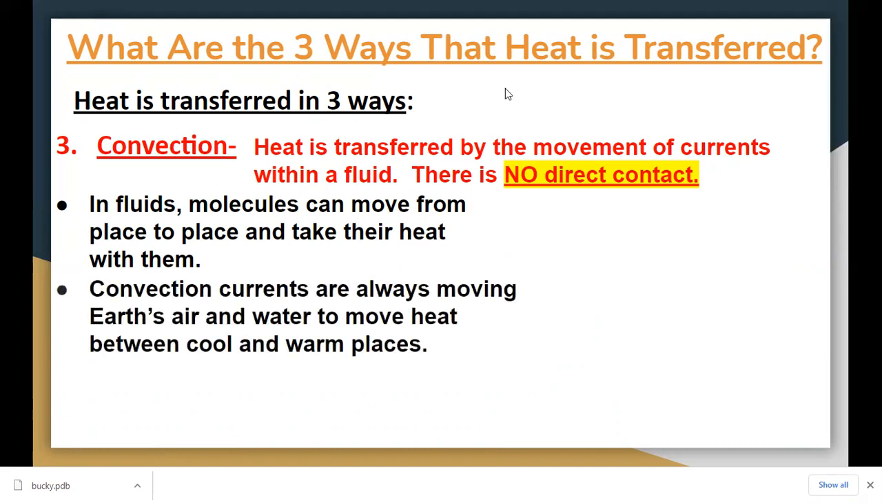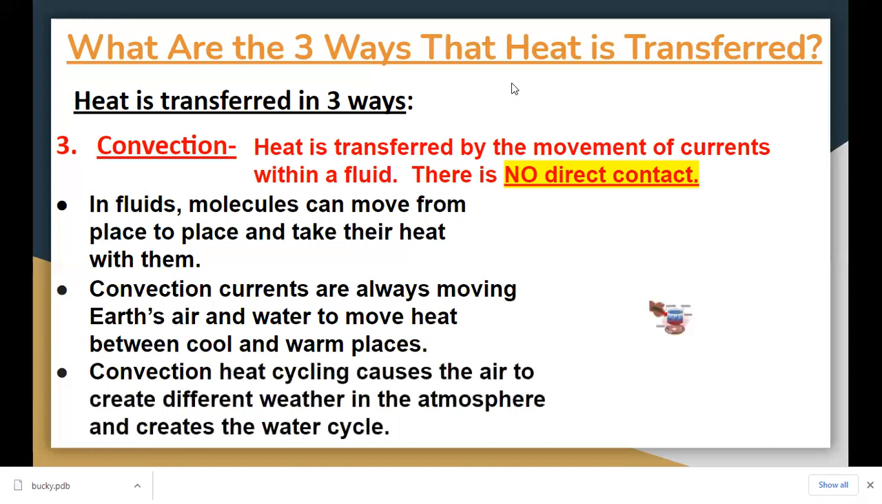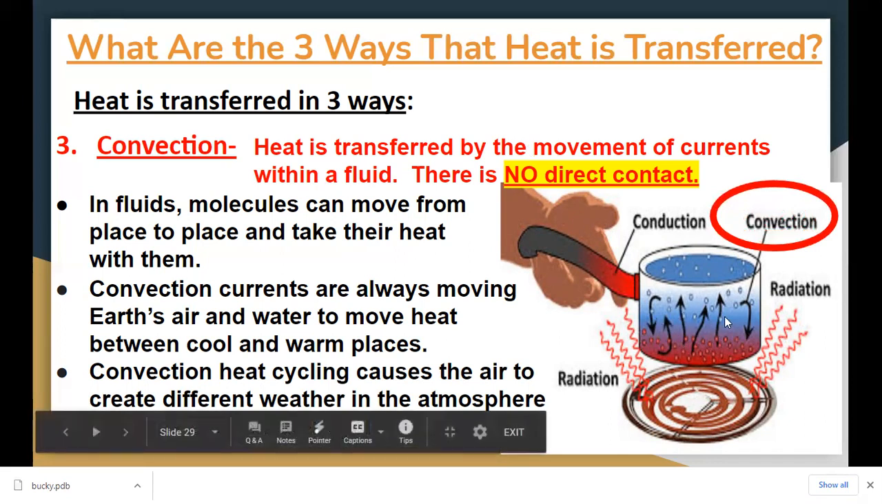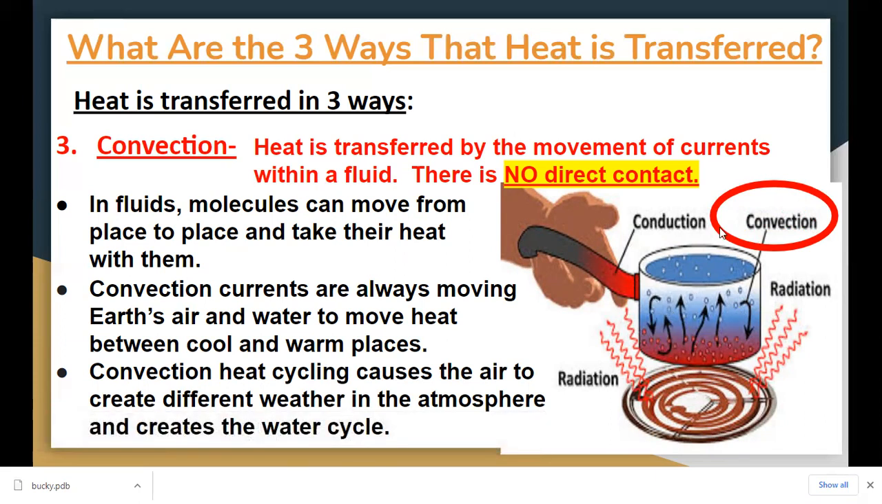So in fluids, molecules can move from place to place and take their heat with them. Convection currents are always moving Earth's air and Earth's water to move heat between cool and warm places. Convection heat cycling causes the air to create different weather that we have in our atmosphere, and it also works to create our water cycle, which we talked about a little in our last unit. So looking at our example on the right, convection you can see is the molecules moving around and the heat is transferring, but there is no direct contact. The hotter molecules are near the bottom, the colder ones are near the top.